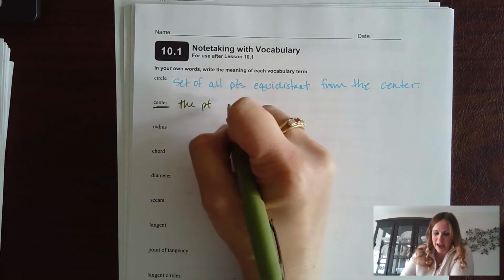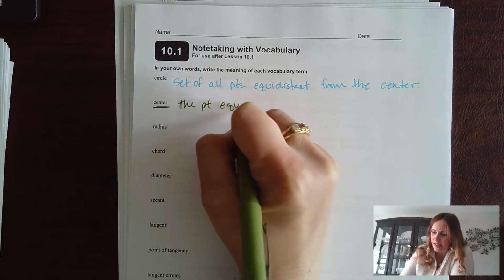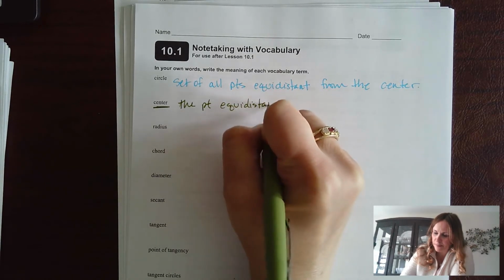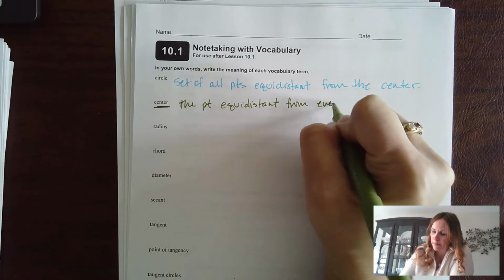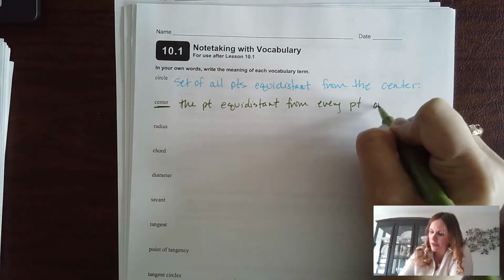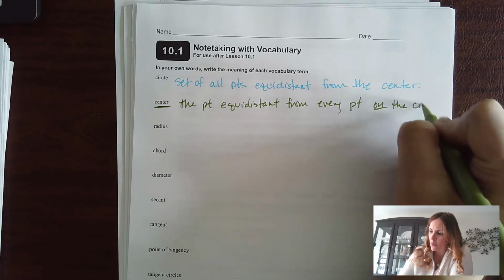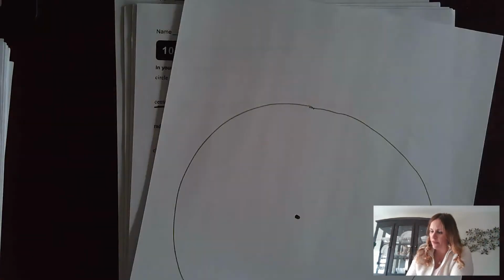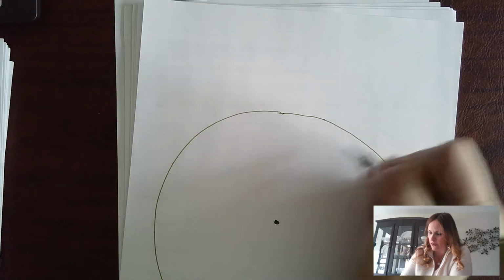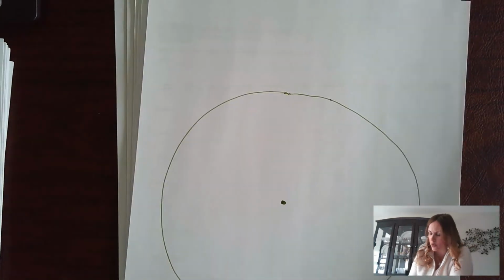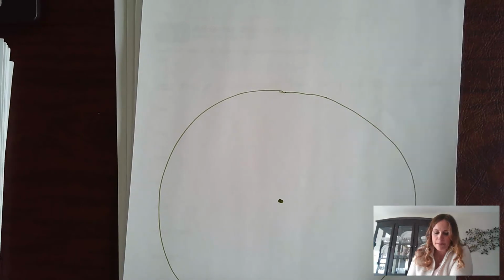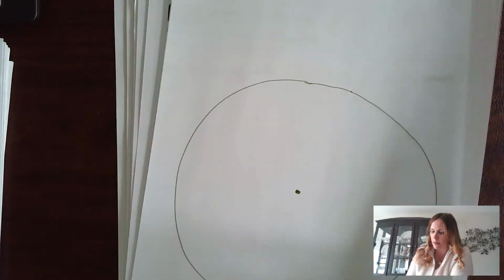So I guess I'll write that down: the point equidistant from every point on the circle. What I'm referring to is that if you picked any point on this circle, it would be the same distance to the center, right? And we know that distance, and one of the next words here is going to be talking about our radius, but that's one of the things that we're going to be referring to.